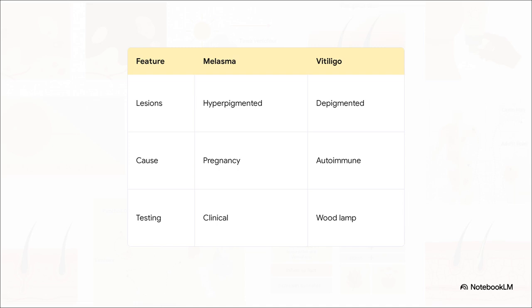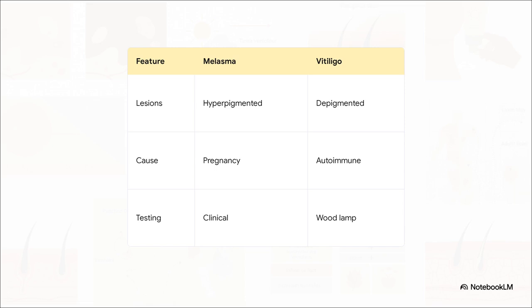On the flip side, we have vitiligo. Now, unlike the hyperpigmentation of melasma, vitiligo gives you sharply demarcated, depigmented patches or macules. You'll usually see this on the face, hands, genitalia, acral skin, or extensor surfaces. The mechanism here is the autoimmune destruction of melanocytes. So if you biopsy a lesion, you're going to see an absolute absence of melanocytes, and a Wood lamp will really highlight that complete lack of pigment.